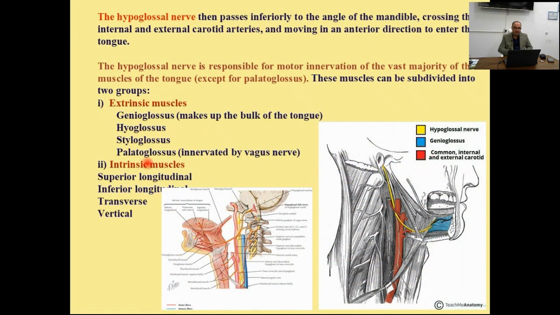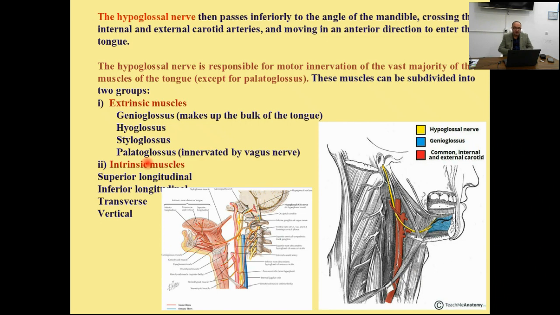The hypoglossal nerve passes inferiorly, as in the figure, to the angle of the mandible, crossing the internal and the external carotid artery. The hypoglossal nerve crosses both the internal and the external carotid artery in the direction to enter the tongue.